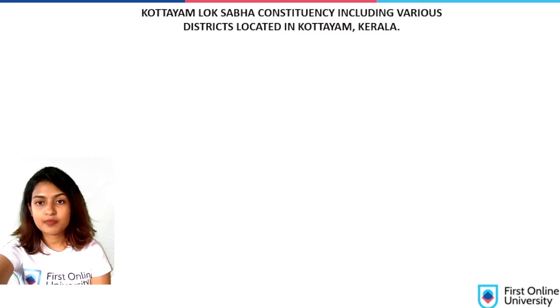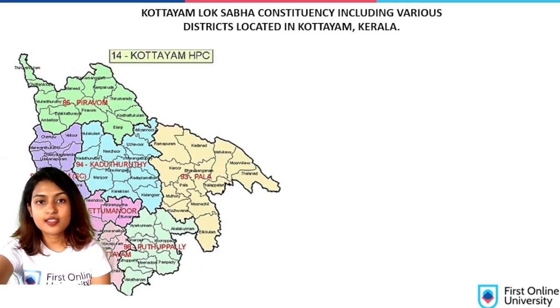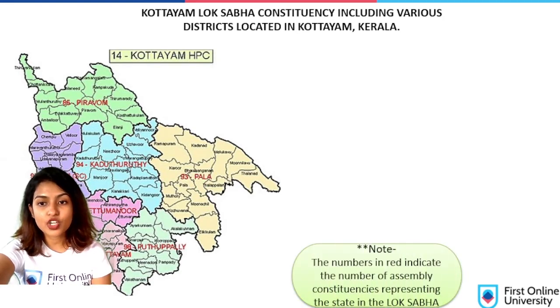Let's see another example here. This is a map of Kottayam in Kerala. So it's the Kottayam Lok Sabha constituency and it includes various districts. Here we can see the ones that are mentioned in red are the different assembly constituencies, and the ones in the small black lettered spaces are the different districts.